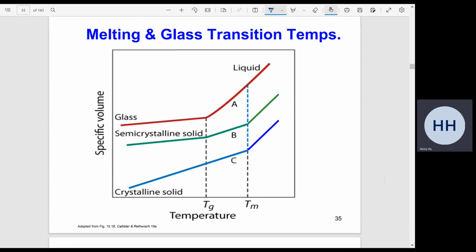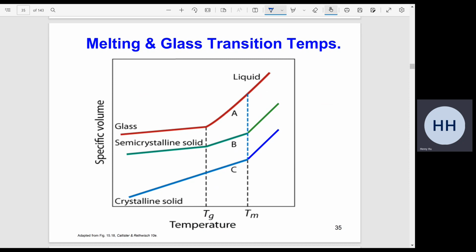Okay, thank you. So these three curves here: red, green, and I call it blue. The red is for another type of material. It's not a polymer. We're talking about glass. I believe in Dr. Nee's course on ceramics, they mentioned glass. So the glass will have a clear glass transition temperature, and past the glass transition temperature, the specific volume increases much faster.